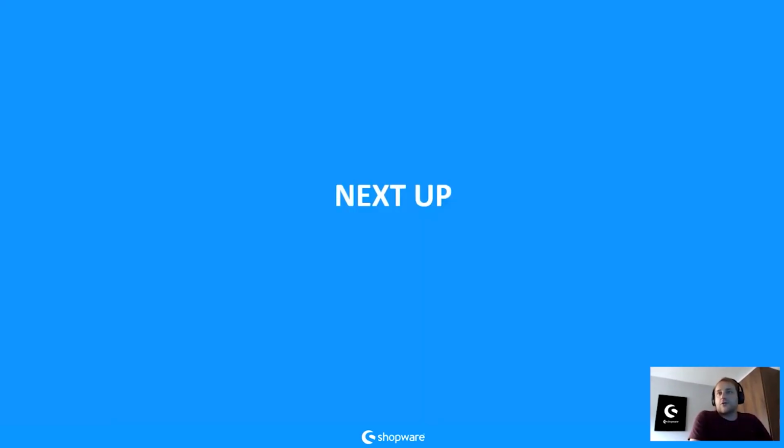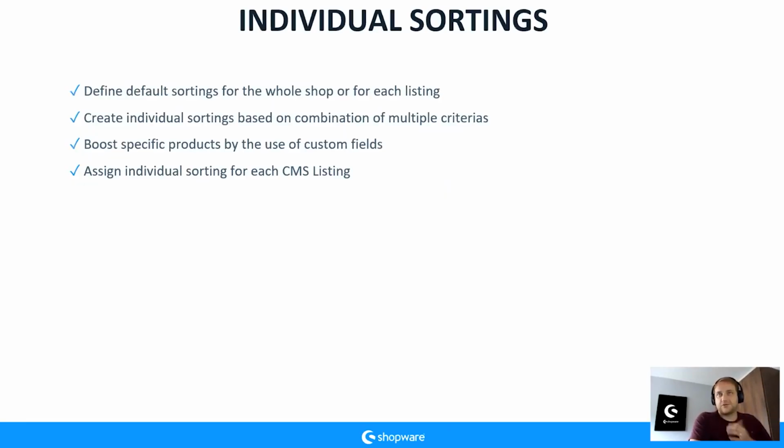Now I want to show you 3 new features we are working on next. Individual sorting. With this feature, you can customize your sorting throughout the shop and define default sortings. A sort can consist of several sort criteria, so that even complex situations can be represented. A use case is, of course, that individual products should be positioned further forward in the listing. This is possible by supporting individual custom fields.